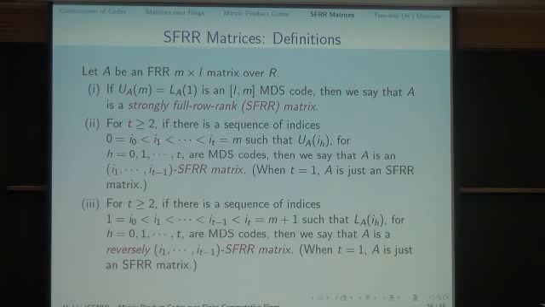And for T greater than or equal to 2, if there is a sequence of indices satisfying that each U_A^{I_h} is an MDS code, then we say A is an (I_1, ..., I_{T-1}) strongly full rank matrix. And when T is equal to 1, A is just a strongly full rank matrix. And we also have the reversely strongly full rank matrix. That is, here we use the U_A^{I_h}, but here we use the L_A^{I_h}. And when T is equal to 1, then A is just a strongly full rank matrix.